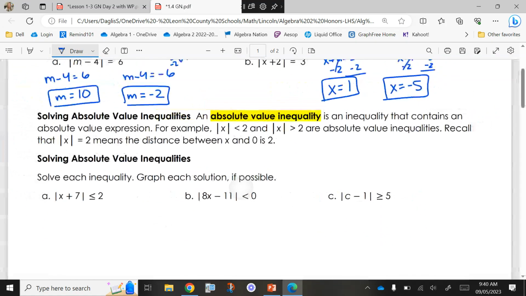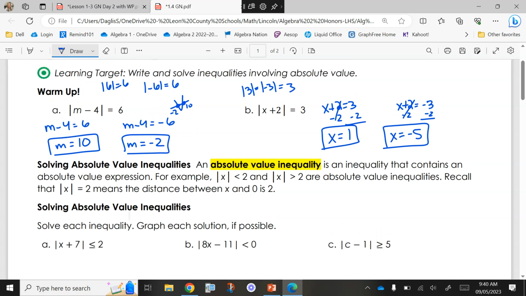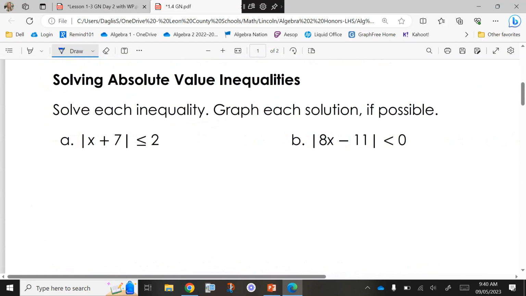So let's do some inequalities. What we did up top was I made it equal to the positive and negative, right? We're going to do the same thing. For this inequality, absolute value of x plus 7 is less than or equal to 2. So I'm going to say what's inside, x plus 7, can be less than or equal to 2. My second equation, we want the negative. So if I multiply that by a negative 1, what happens to your sign? It flips. So my second equation is going to be greater than or equal to negative 2.